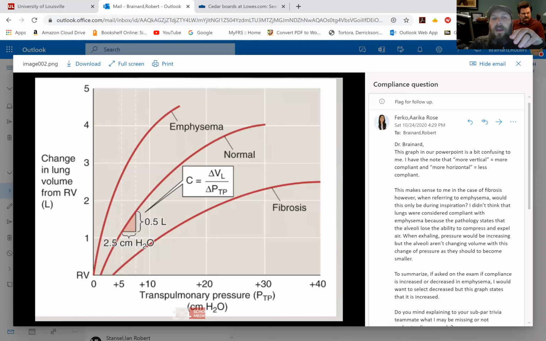Does that make sense? So one aspect of it is we're comparing just tidal breathing between emphysema, normal, and fibrosis. And then if we look at the total curves, when we drastically change lung volumes, okay? Does that make sense?